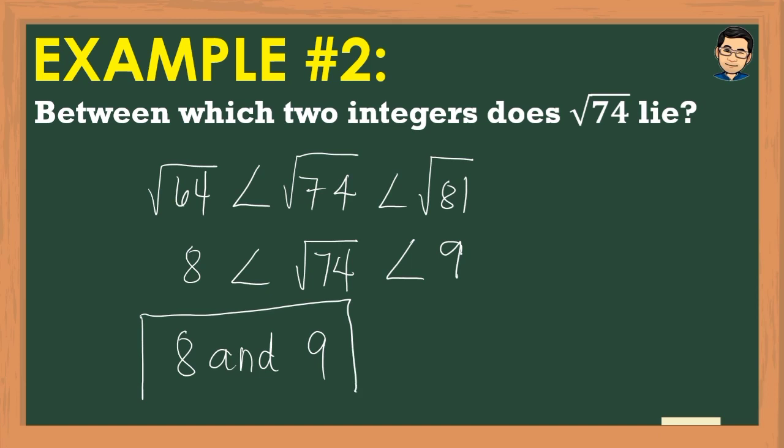So, hindi naman tayo malilito dito. It's because consecutive integers naman yung hinahanap natin. Ibig sabihin, nakapaloob yung square root of 74 sa 8 and 9. Okay, hindi po 64 and 81 kasi po integers po ang ating hinahanap.